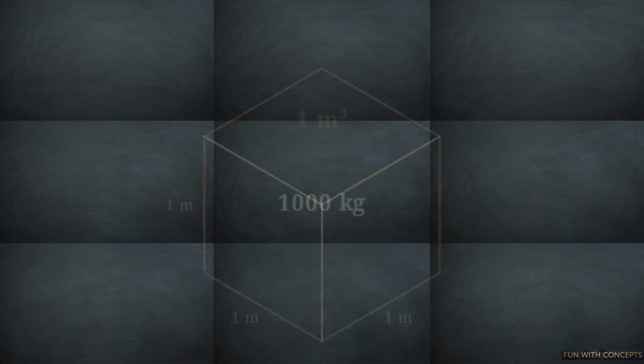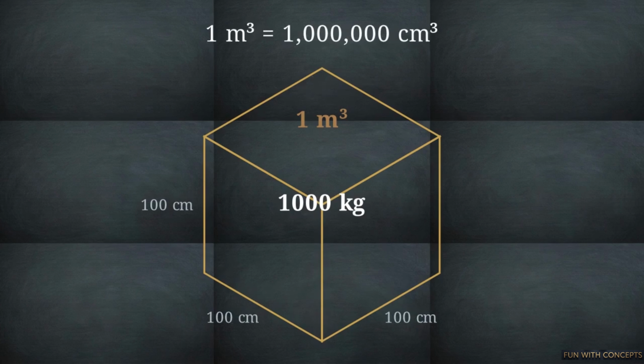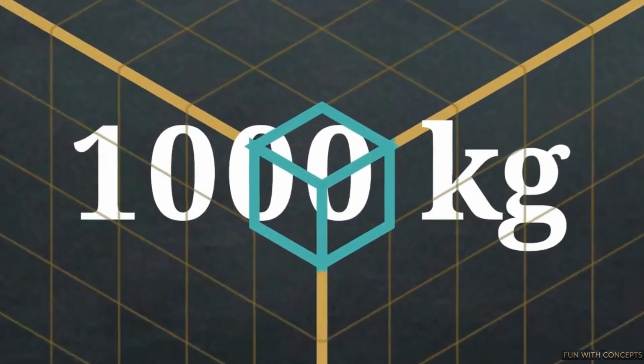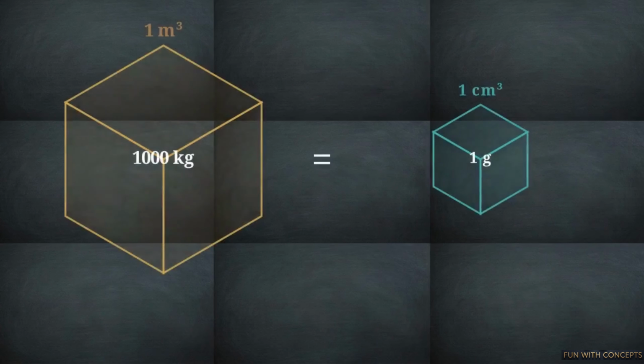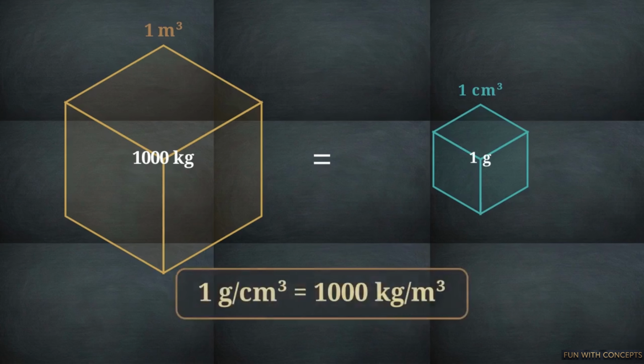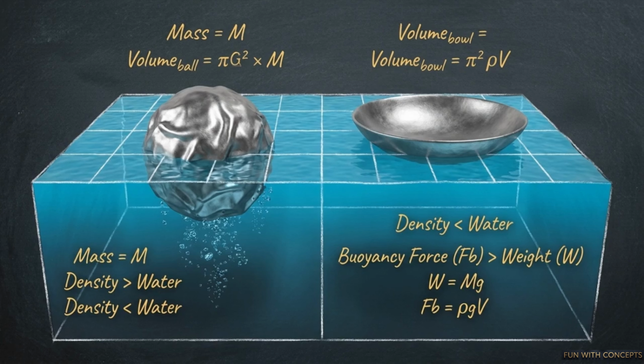Looking at this conversion sequence, we can scale density down from massive to microscopic. Because there are 1,000,000 cubic centimeters in a cubic meter and 1,000 grams in a kilogram, 1,000 kilograms packed into a cubic meter perfectly equals just 1 gram packed into a single cubic centimeter. Density reveals that buoyancy isn't decided by how heavy an object is. It is entirely determined by how efficiently that mass is distributed across physical space.